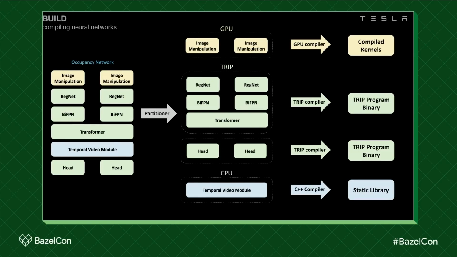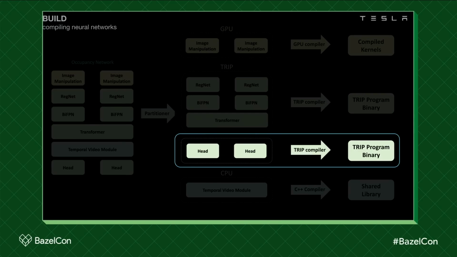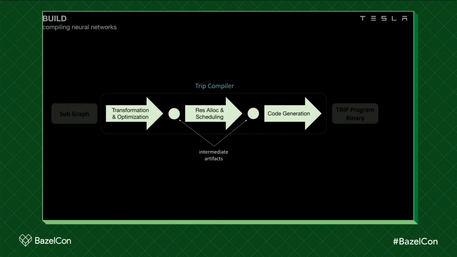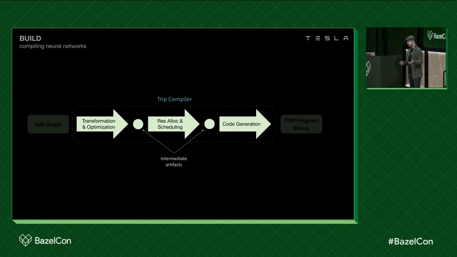We've broken up the occupancy network into subgraphs, which can be compiled in parallel, but we also need to look at the long pole. We need to make each subgraph compile quickly. Because we developed the compiler, we were able to split it into 3 steps. Each step is modeled in Bazel using custom rules, and the entire pipeline is implemented as a macro.